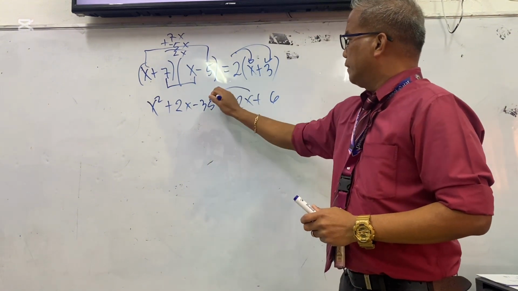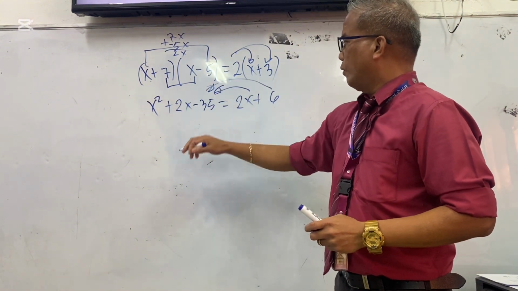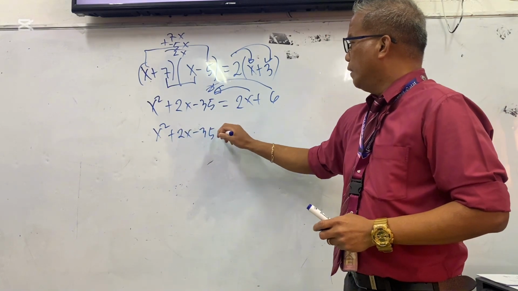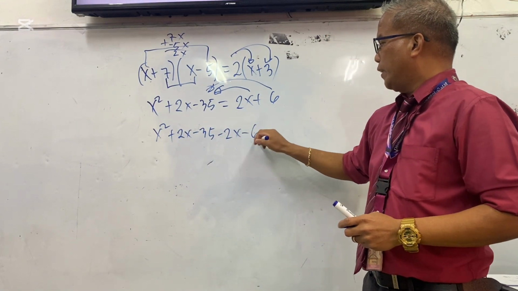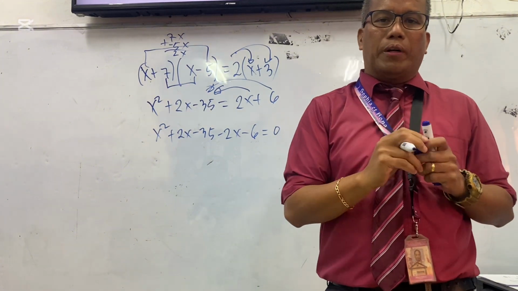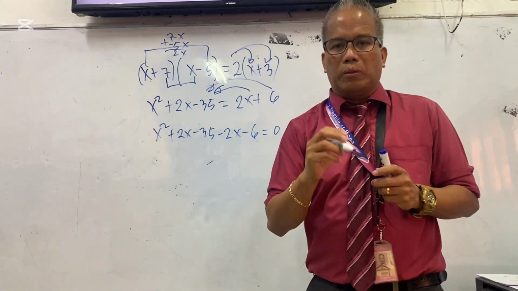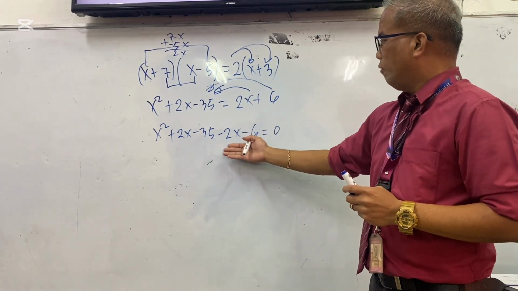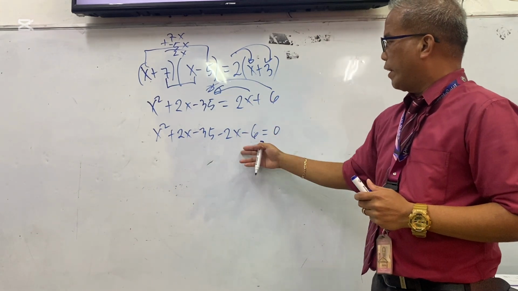And then after that, transpose, equate to 0. So we have now x squared plus 2x minus 35 minus 2x minus 6 is equal to 0. By the way, once you transpose the terms, you are going to change the sign. So for example 2x will become negative 2x, then 6 will become negative 6.